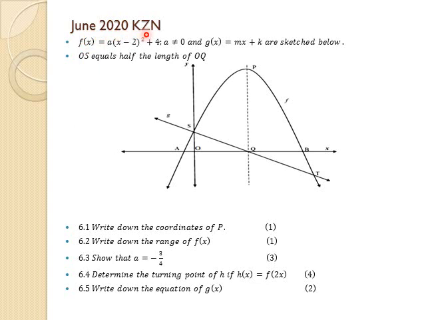Look at June 2020, KZN. f of x equals a times (x minus 2) squared plus 4, a not equal to 0, and g of x equals mx plus k as sketched below. Say OS equals half the length of OQ. Write down the coordinates of P, write down the range, show that a equals minus 3 over 4, determine the turning point of h if h of x equals f of 2x, write down the equation of g of x.